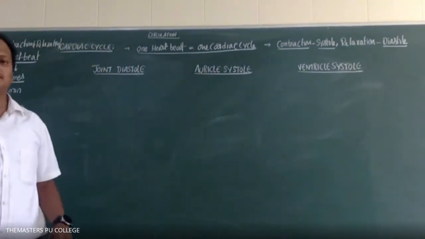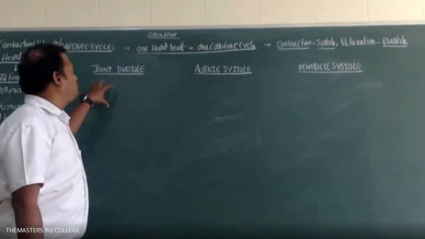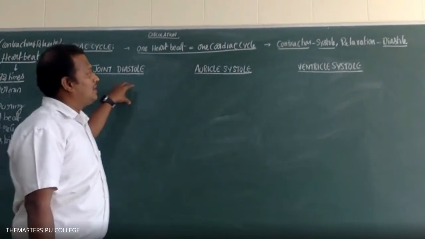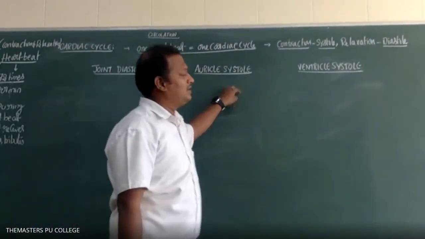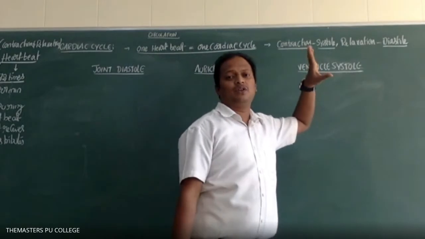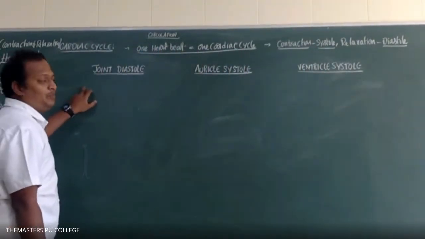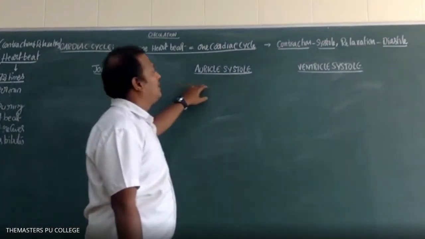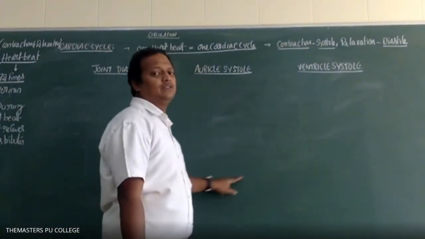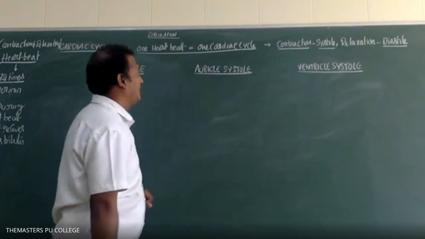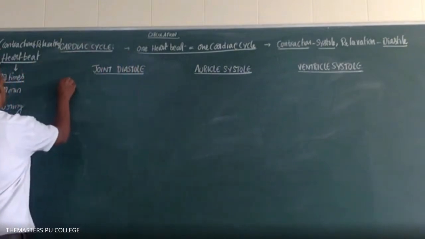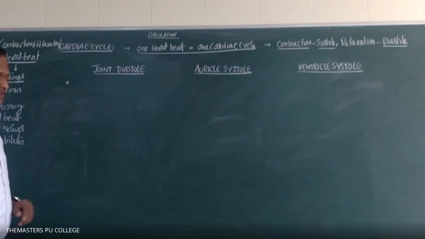There are 3 different steps: joint diastole, auricle systole, ventricle systole. And after the ventricle systole, joint diastole repeats again. First joint diastole, auricle systole, ventricle systole, again repeating. So first, we'll discuss joint diastole.